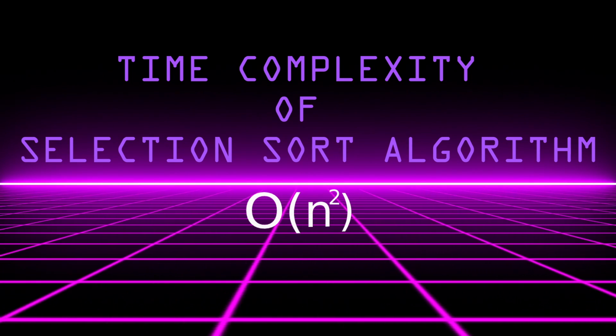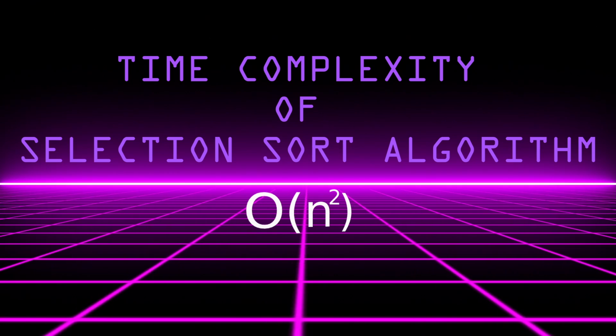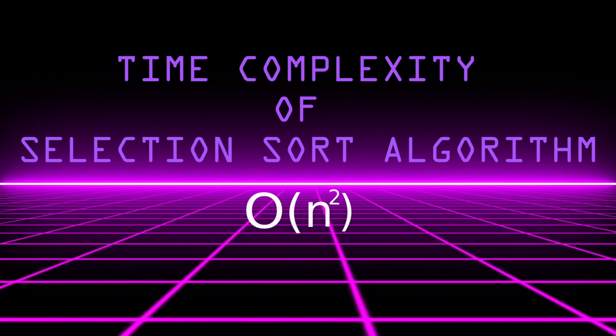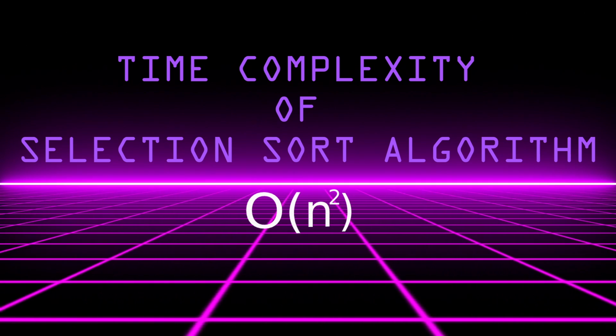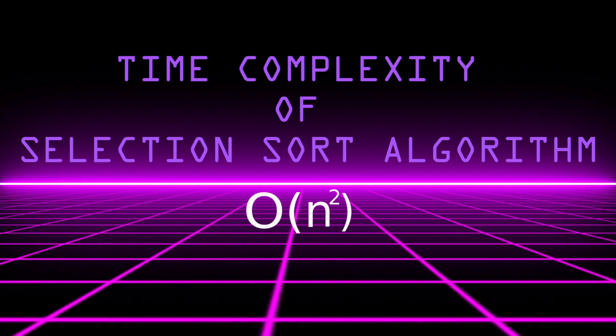Time complexity is the time taken by the algorithm to execute each set of instructions. It is represented by big O notation. Since selection sort is an in-place comparison sorting algorithm with time complexity O(n²), it makes it inefficient on large list of numbers.